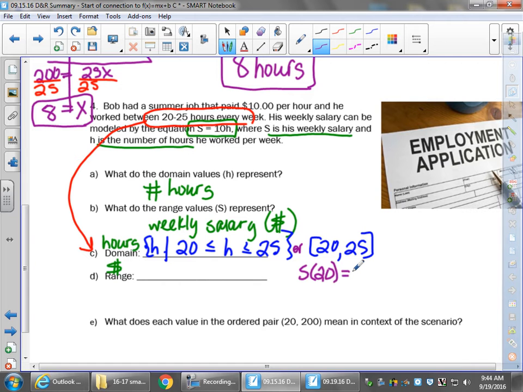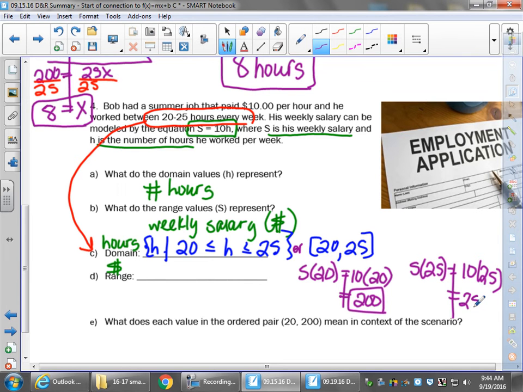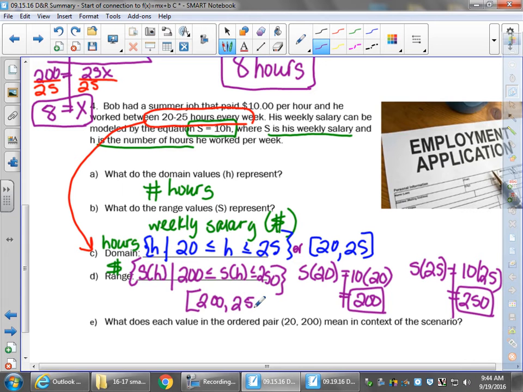What'd you get when he works 20 hours? 200. And S of 25? How about when he works 25 hours? 250. So my range, S of H, will be between 200 and $250, or if you want to use set notation, 200 to 250.